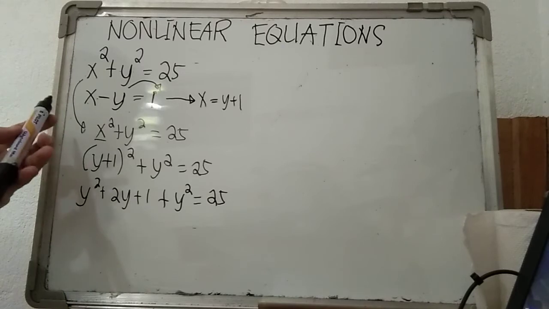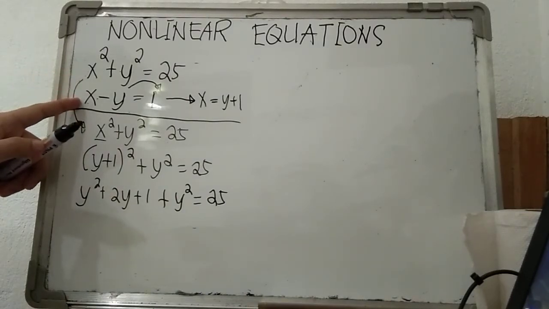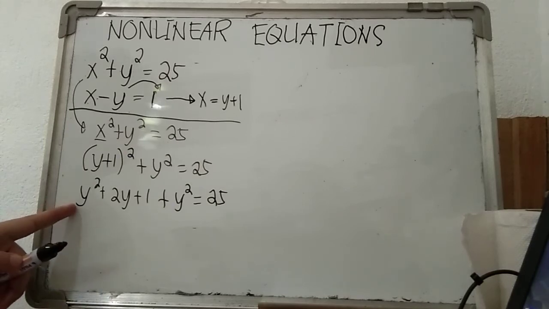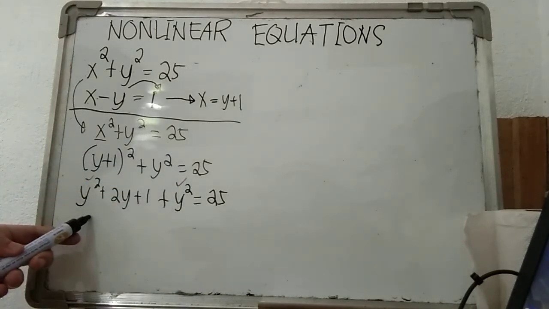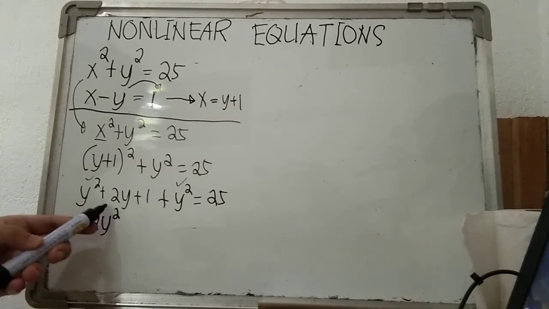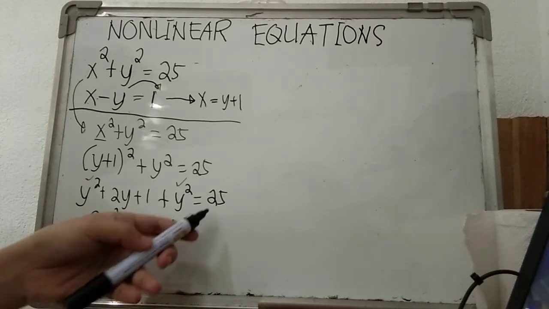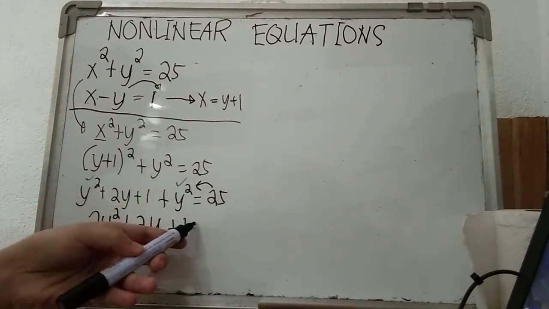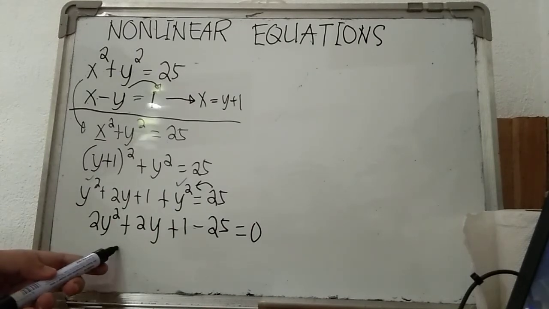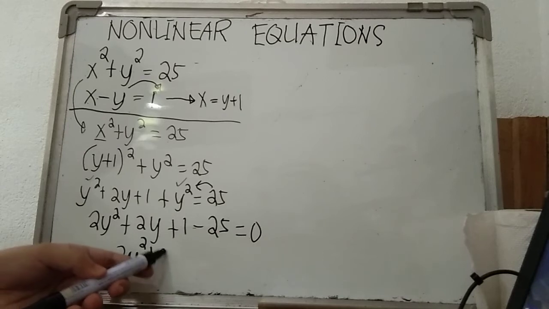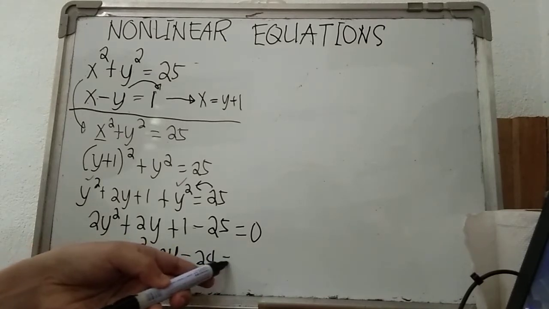Now here, take note that this is our first equation and second equation, and we are going to find the solution set. So from this line, we are going to combine similar terms. So y squared plus y squared, since they are similar, we are going to add, so this will become 2y squared, then followed by 2y, and then followed by plus 1, and then we are going to transpose 25 to the left, and this will become negative 25, which is now equal to 0. Simplifying, this is now 2y squared plus 2y. And then 1 minus 25 is negative 24, which is equal to 0.